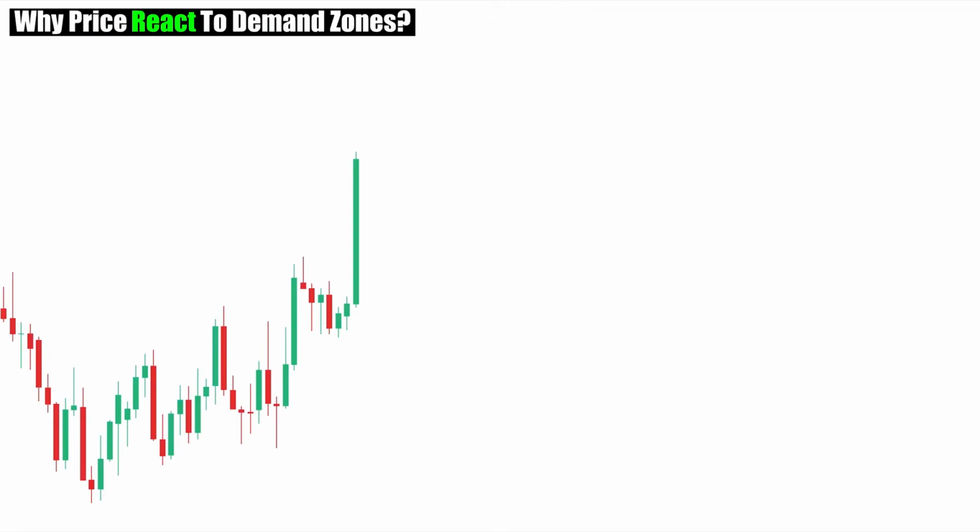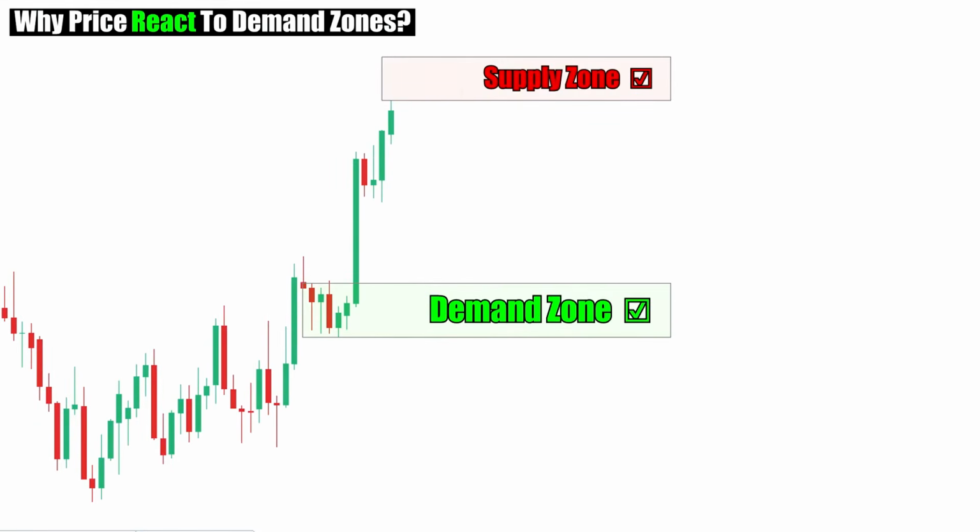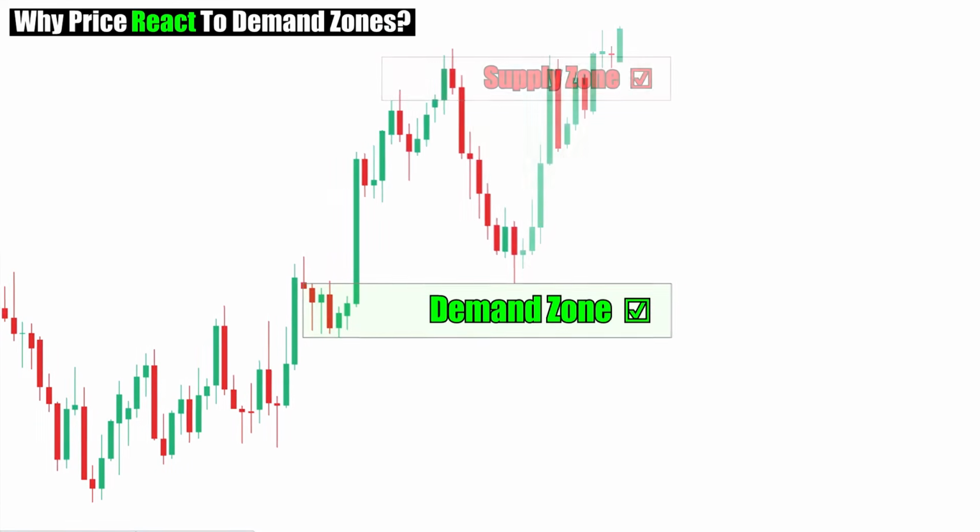So you might be wondering, why does price react to demand zones and reverse upward from them? It all comes down to one key principle. Eventually, demand dries up. When there's not enough buying interest to push price any higher, price begins to fall, searching for fresh liquidity. But not all zones are created equal.